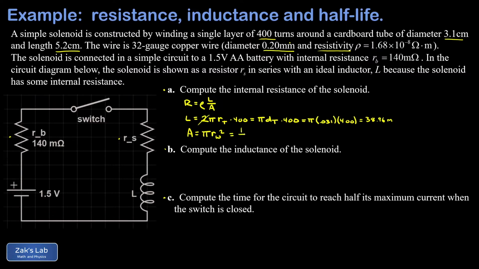And when I square that, I get a factor of 1/4 out in front, so 1/4 pi diameter of the wire squared. Then we need to change that diameter to meters, that's 0.0002 meters, all squared. And when I run the numbers on this, I get 3.142 times 10 to the negative 8 square meters. Now we can plug all the numbers in and get the internal resistance of this solenoid.